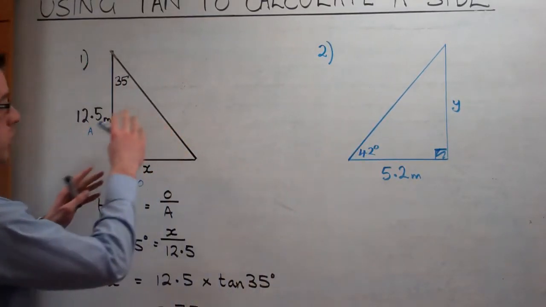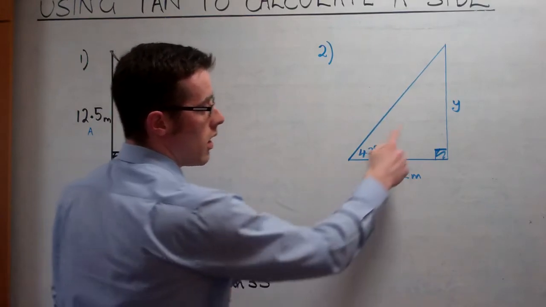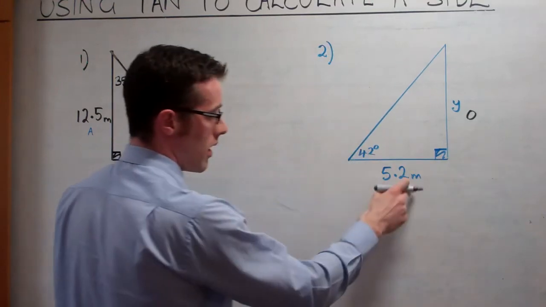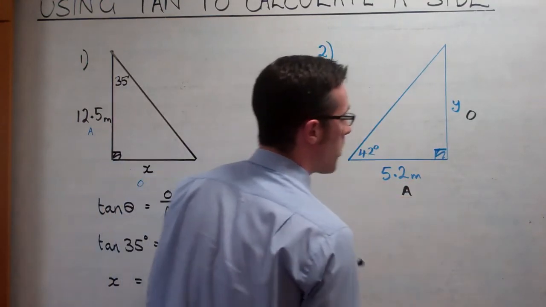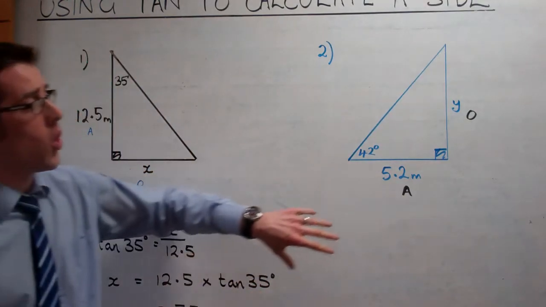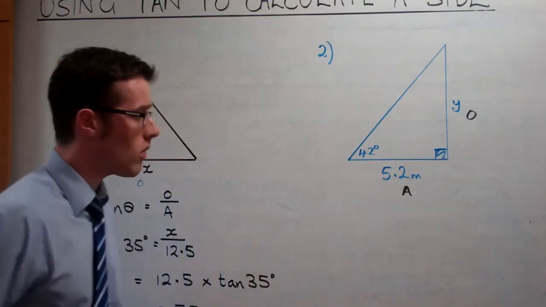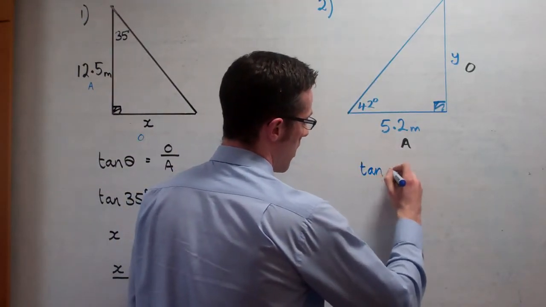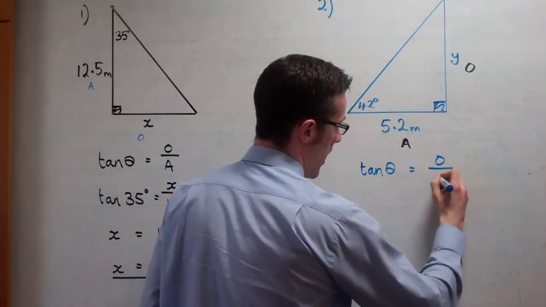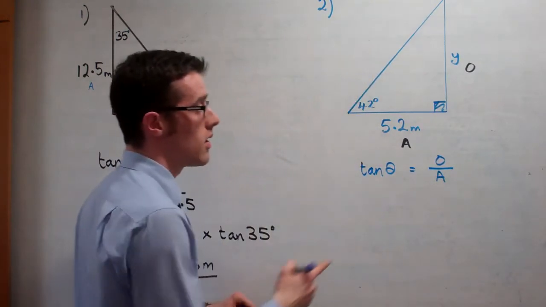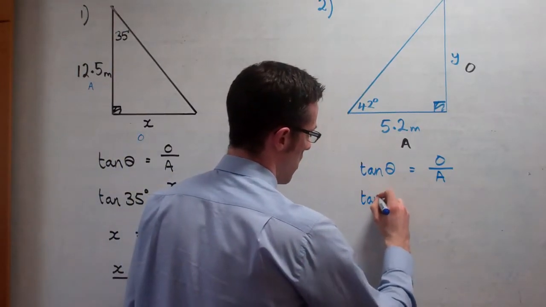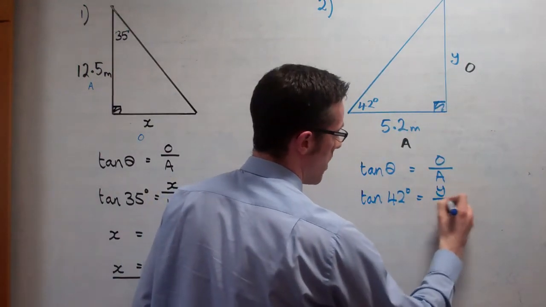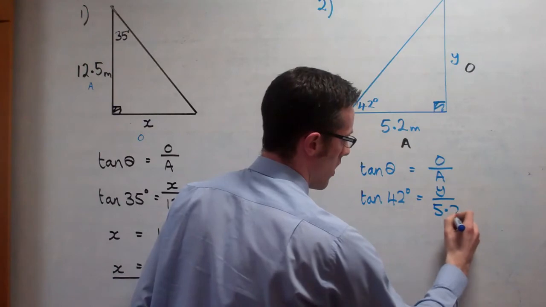A little bit different than the last one. We can see our angle here is 42 degrees. Our opposite side is Y, so we're going to label that O, and our adjacent side is 5.2. When we're using tan, we're only going to use the opposite and adjacent, alright? So, first line of working again is tan theta equals O over A, opposite over adjacent. The angle's 42 degrees, the opposite is called Y this time, and the adjacent's 5.2.